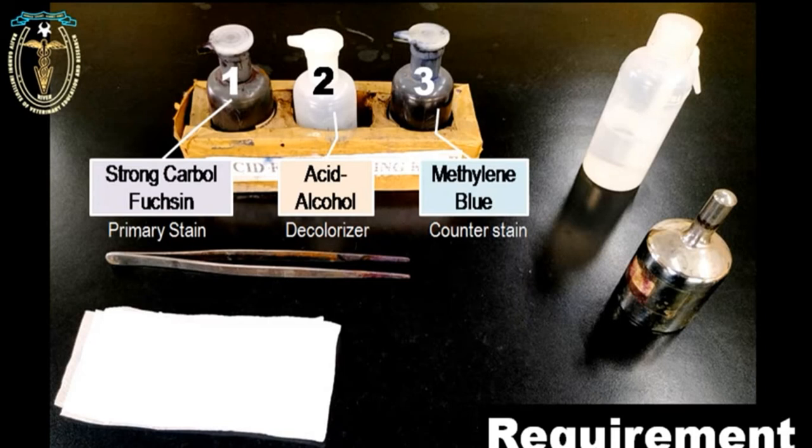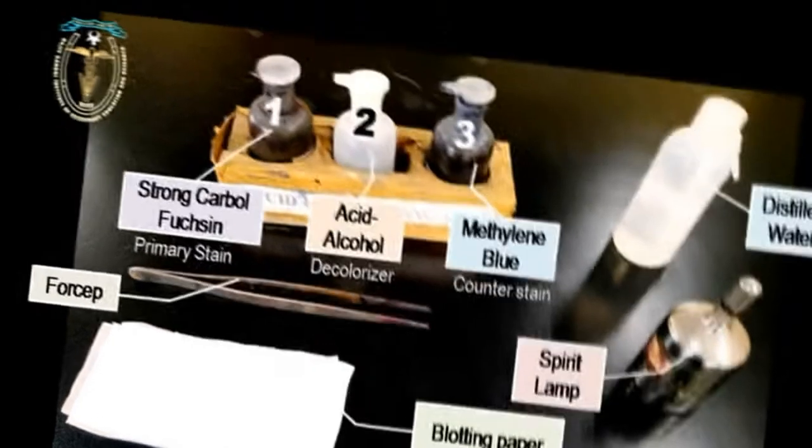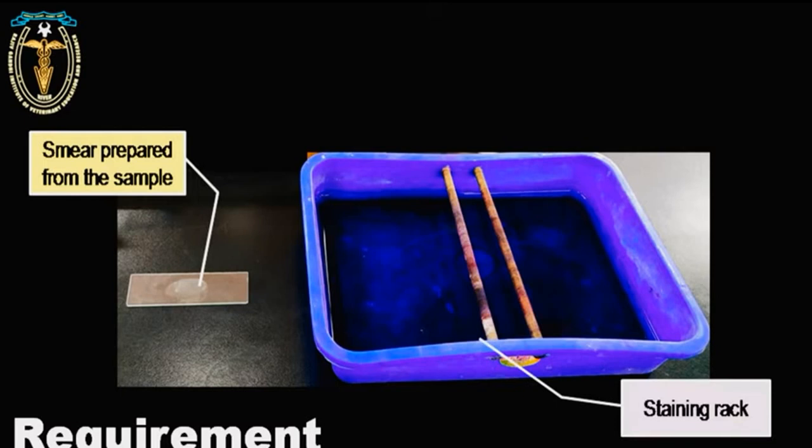Apart from this, the other requirements are the forceps, the blotting paper, the spirit lamp, the distilled water, the smear prepared from the sample which is air-dried and heat-fixed, and lastly, the staining rack. These are the requirements for conducting the acid fast staining procedure. First, prepare the smear from the sample. Spread the smear to a size of about 1 centimeter square, so as to form a thin film. After spreading, allow it to air dry. It may take 2 to 3 minutes for drying. After air drying, fix the smear by heat, by passing over the flame 2 to 3 times with a slow sweeping motion. This is called heat fixation of smear. After the preparation of smear, place the fixed smear on the staining rack. Then, ignite the spirit lamp.